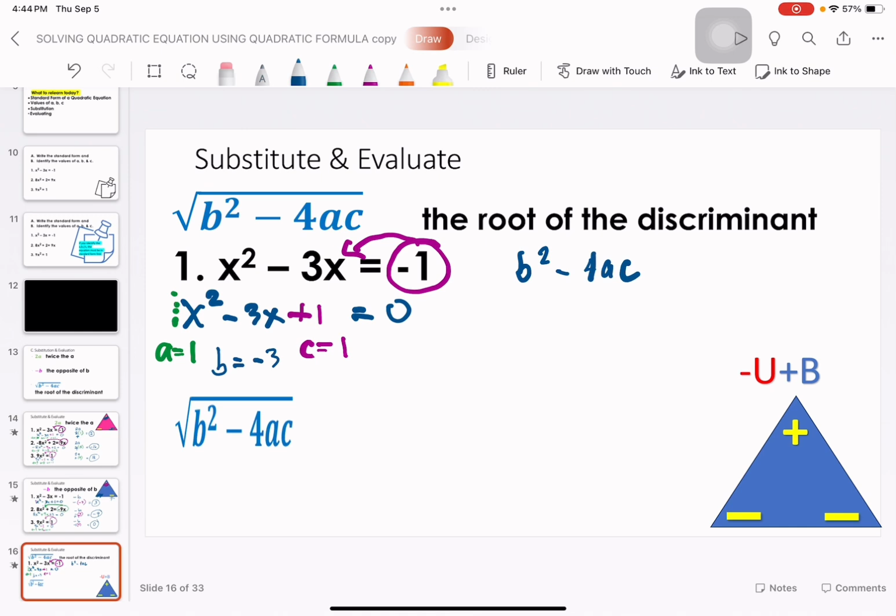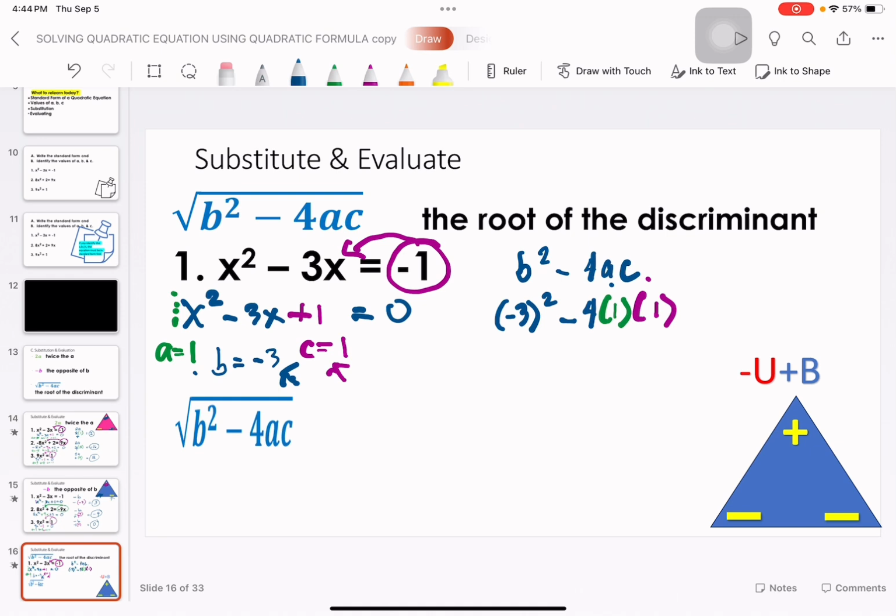Okay. So, let's substitute. Ano yung B? B is negative 3. So, parenthesis square. Ang B natin is negative 3, minus 4. Ang A natin is positive 1. And then, ang C natin is positive 1. Kita niyo po? Ayan ang C. Okay? So, nagsasubstitute tayo. Nagpapalit tayo.